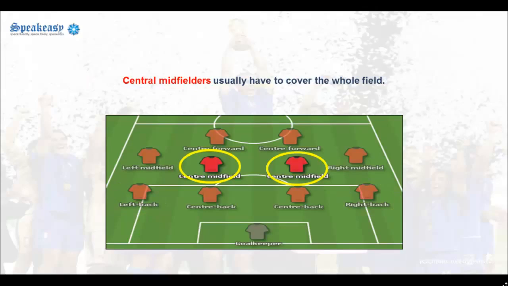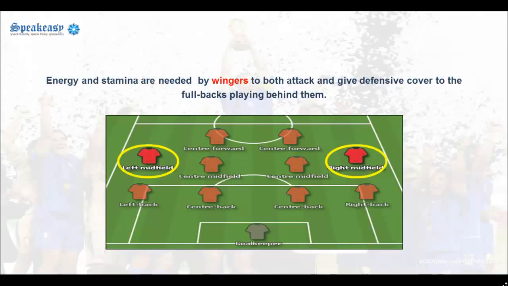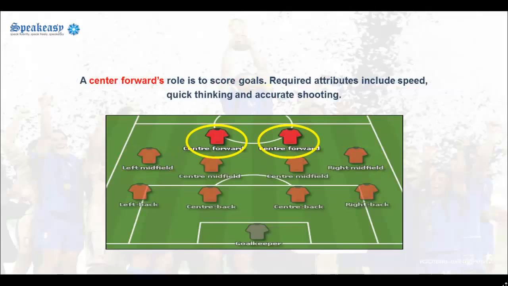Central midfielders usually have to cover the whole field. Energy and stamina are needed by wingers, both to attack and give defensive cover to the fullbacks playing behind them. A centre forward's role is to score goals. Required attributes include speed, quick thinking, and accurate shooting.